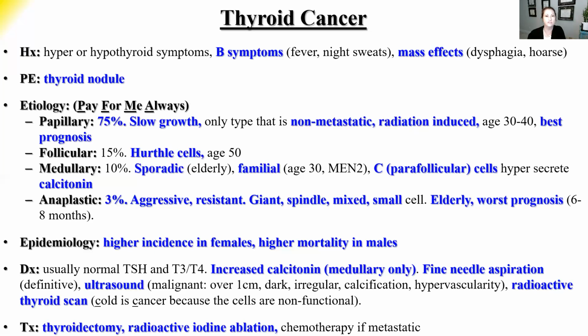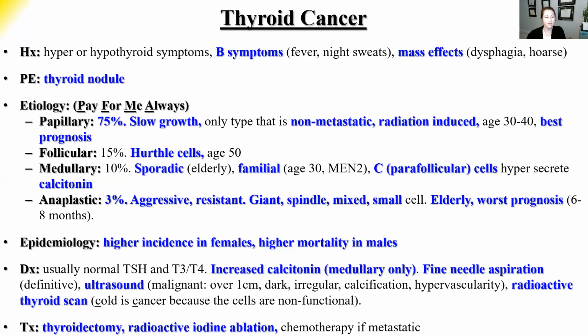What is the most definitive test of a thyroid nodule? Is going to be fine needle aspiration, because it gives us a cytology. We know what that cell is. We can also do an ultrasound to image this. If it's malignant or worrisome, cancerous, it's over 1 centimeter generally. It's usually dark, hypoechoic. It's irregular. It has calcifications, or it's hypervascular. Remember that cancer bleeds a lot because that's how it grows. It has a good blood supply.